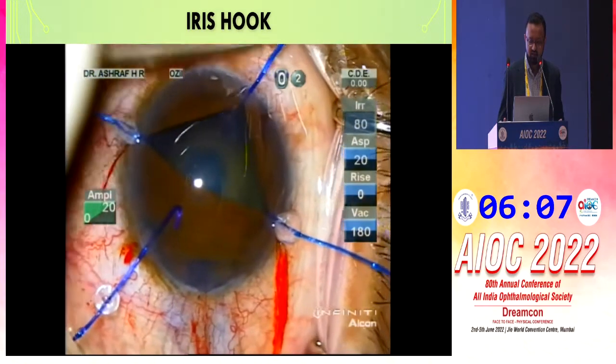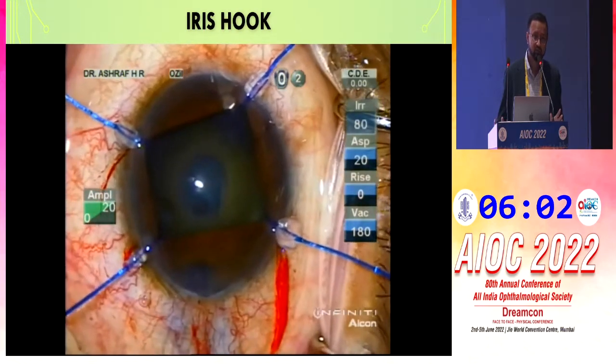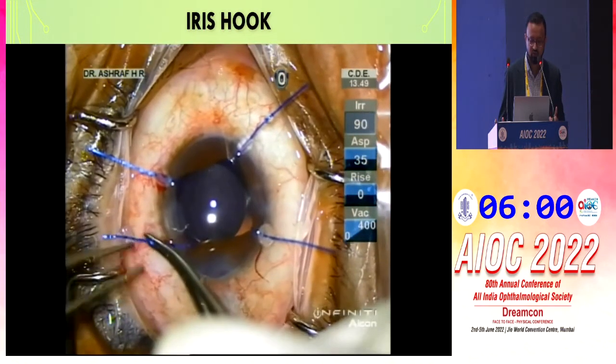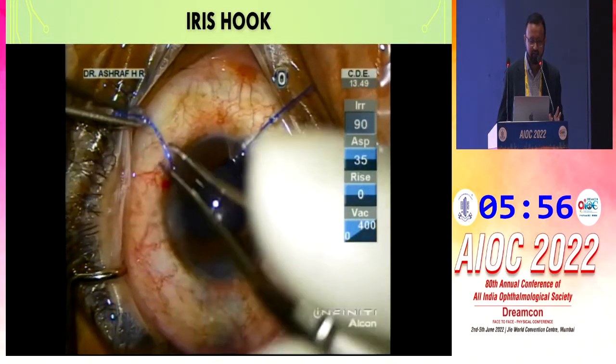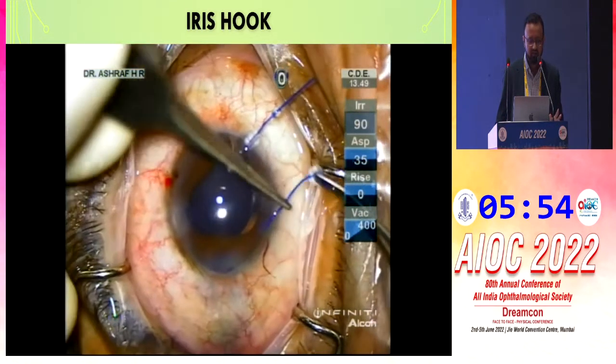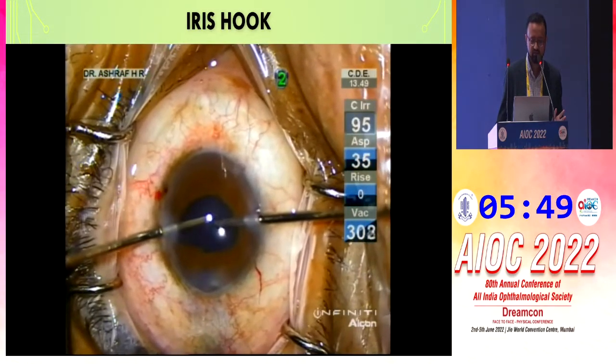Hooks are inserted avoiding touch of the endothelium and the capsule. What we can also do is keep one additional hook under the main incision to allow easy instrument entry. Then after the IOL implantation, we can remove the hooks. So we complete the small pupil surgery with the iris hooks.